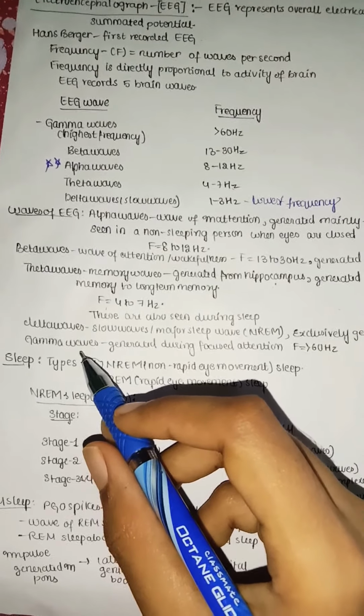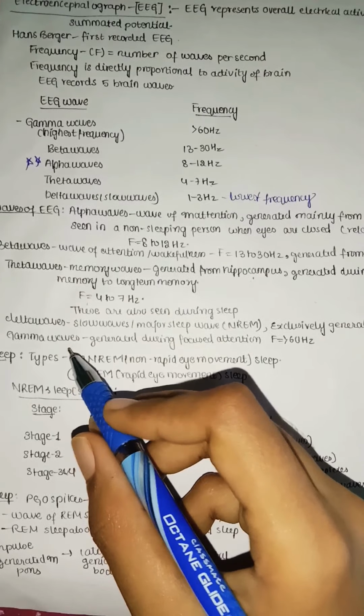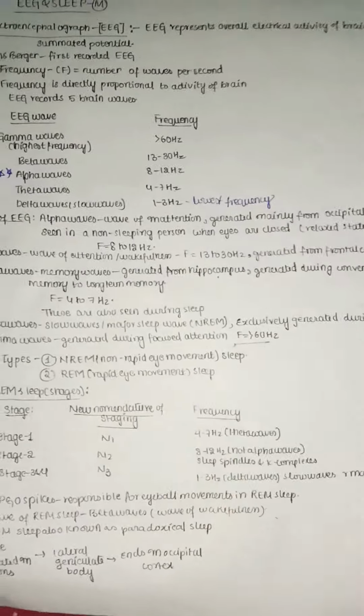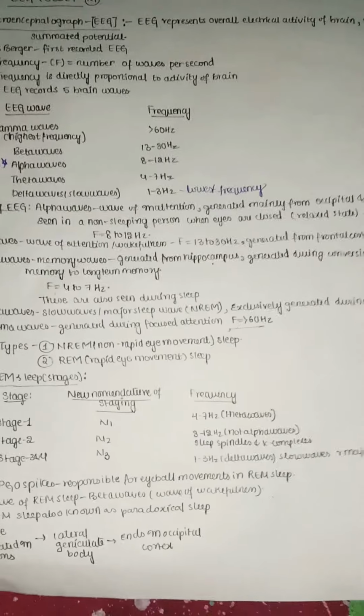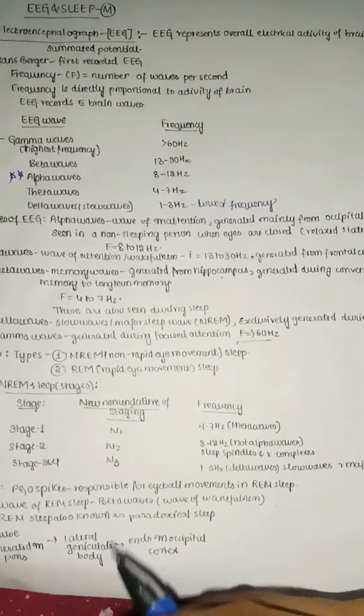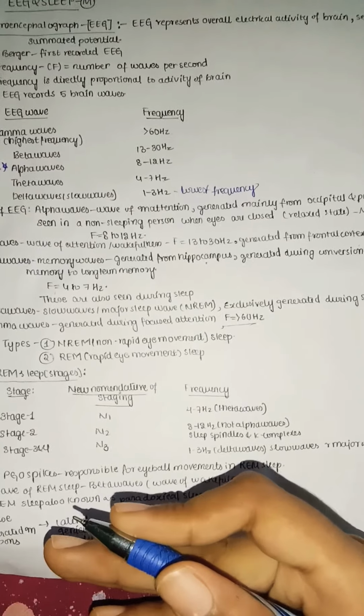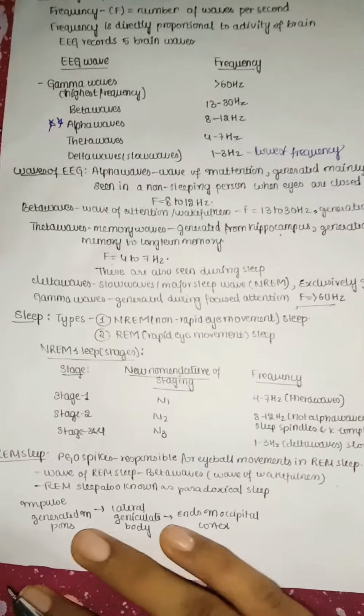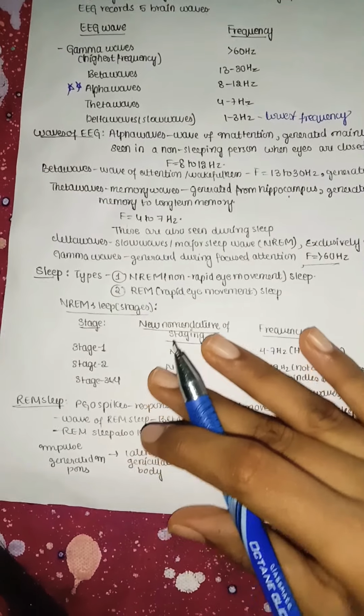So next comes the gamma waves, the highest frequency waves. These are mainly generated during focused attention, with frequency of 60 hertz. So very focused attention, not like listening to videos, but in exams we have a lot of focused attention. So at that time we have gamma waves, which are greater than 60 hertz. So we discussed the types of waves and their characteristics.